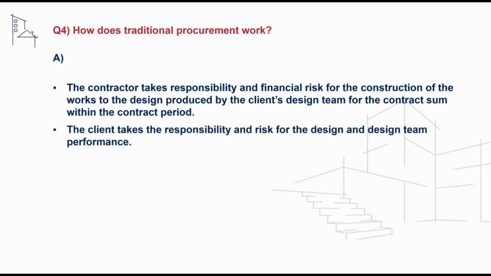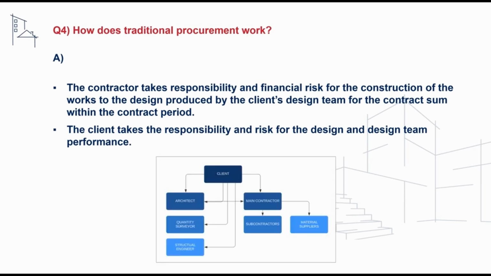The client retains the responsibility and risk for the design and design team performance, and as we can see from this diagram, the client retains a direct contractual relationship with the architect, retaining the responsibility for their design. They also have a separate contractual relationship with the main contractor, who takes responsibility for the construction of the works to the design produced by the architect.